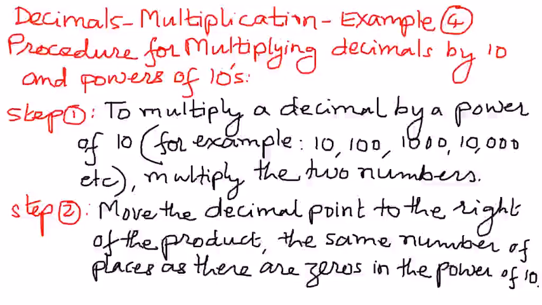Step number 1. To multiply a decimal by a power of 10, for example, 10 means 10 to the power of 1, 100 means 10 to the power of 2, 1000 means 10 to the power of 3, 10,000 means 10 to the power of 4, and so on, we first perform the multiplication of those two numbers. And then as a second step, we move the decimal point to the right of the product the same number of places as there are zeros in the power of 10. If there is 1 zero, we move it one place to the right. If there are 2 zeros, as in 100, we're going to move 2 places to the right. And if in 1000 there are 3 zeros, we're going to move the decimal place 3 places to the right, and so on.